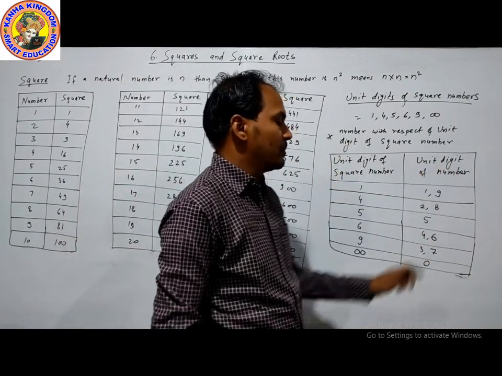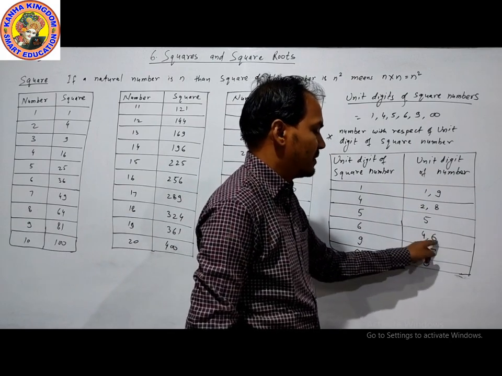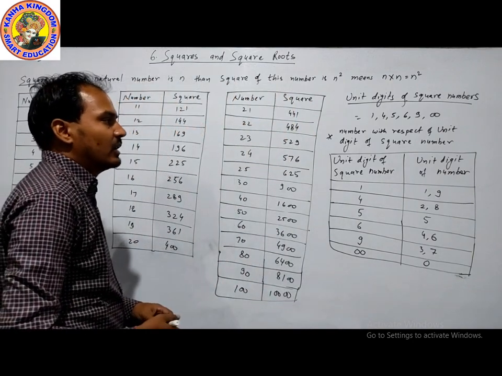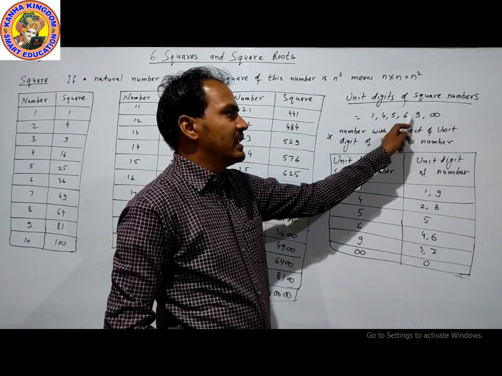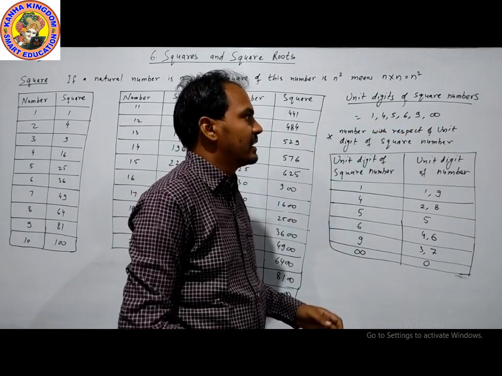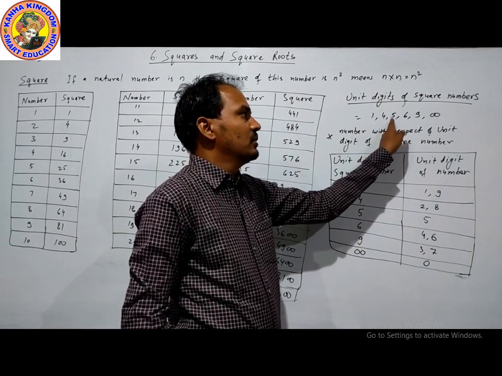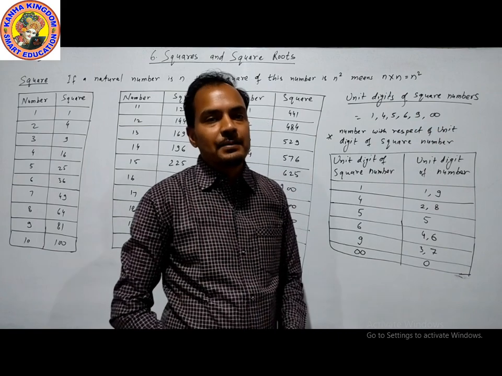The unit digit of an original number can be 0, 1, 2, 3, 4, 5, 6, 7, 8, 9. All 10 digits are included. But the unit digits of a square number are only 1, 4, 5, 6, 9 and 0. Only 6 numbers come; 4 numbers are absent.